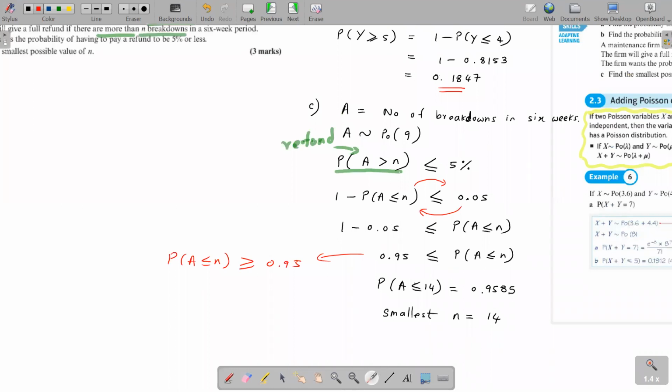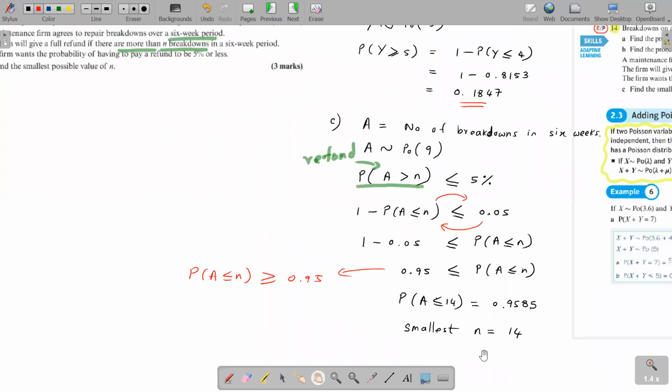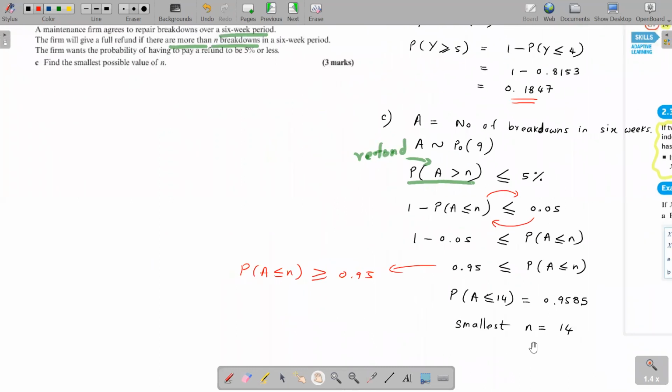Thank you, guys. I hope this part is now clear to everyone. This is the main idea behind the Poisson distribution.